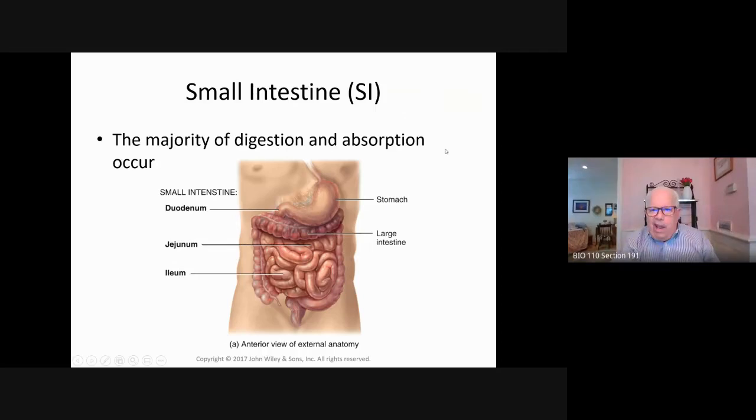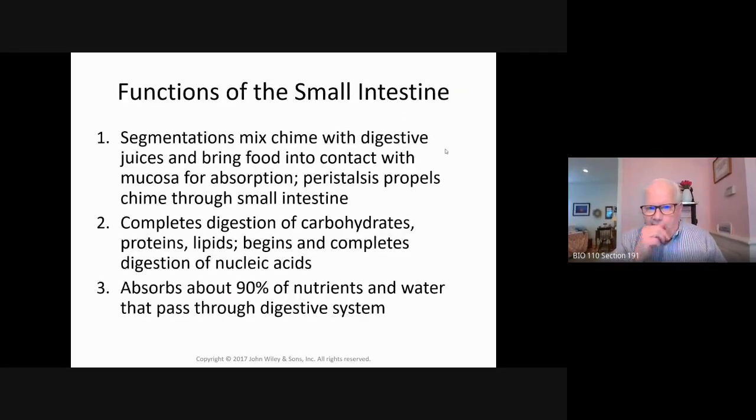The majority of digestion and the majority of absorption in the GI tract is in your small intestine. There's some digestion in the mouth. There's some digestion in the stomach, but the majority of digestion and 90% of absorption is in the small intestine. Very important to understand that.